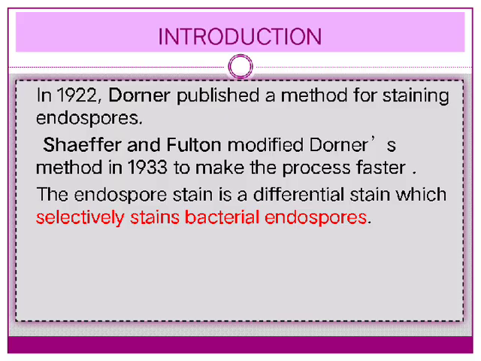The endospore staining method was published by Dorner in 1922, and then Dorner's method was modified by Schaeffer and Fulton in the year 1933 to make the process faster. Endospore staining is a differential staining in which the bacterial endospores stain selectively.